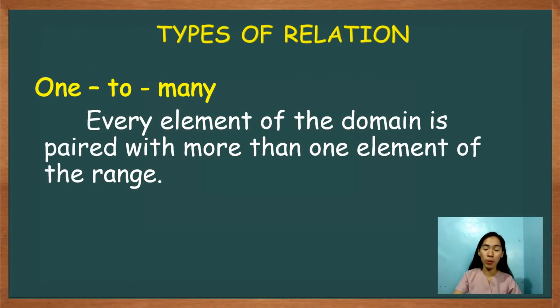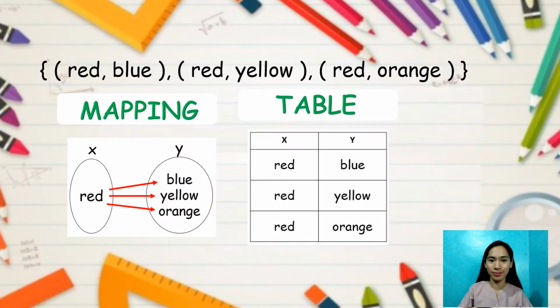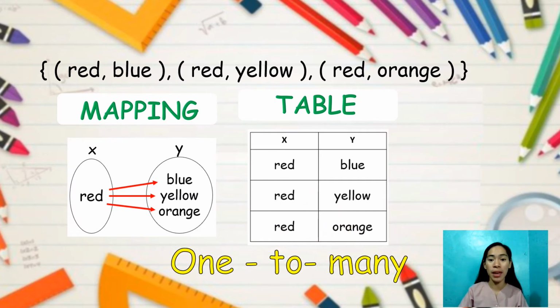Next type is one-to-many. Every element of the domain is paired with one or more elements of the range. Let us have example number 2, which describes a one-to-many relation. Since our domain is paired with more than one element of the range, it is classified as a one-to-many relation.